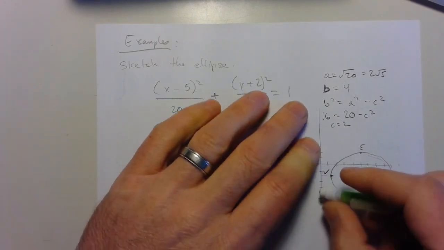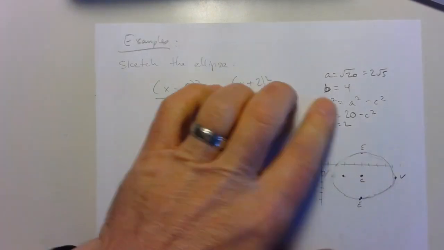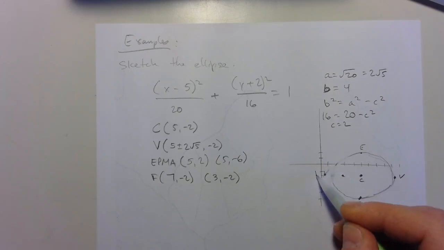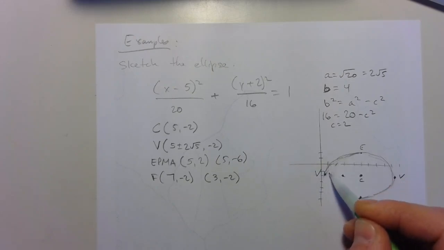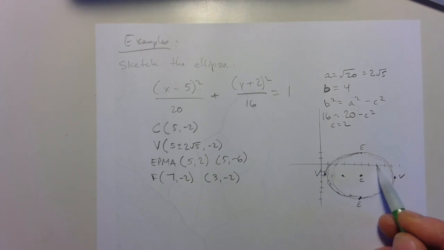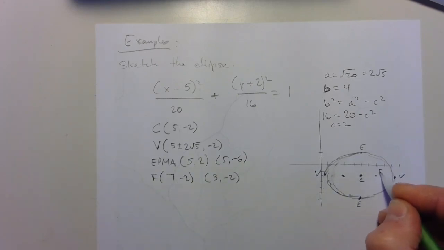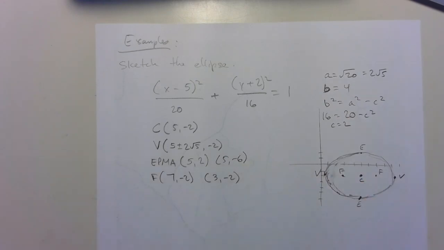Oh, I didn't make that one far enough though. Let me count again. 1, 2, 3, 4. Oh, it should have been out here, my other vertex. 1, 2, 3, 4. Okay. So here's one focus. There's the other focus. So I'll put those two.